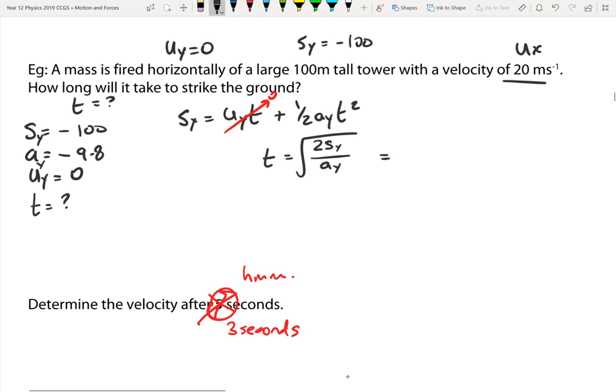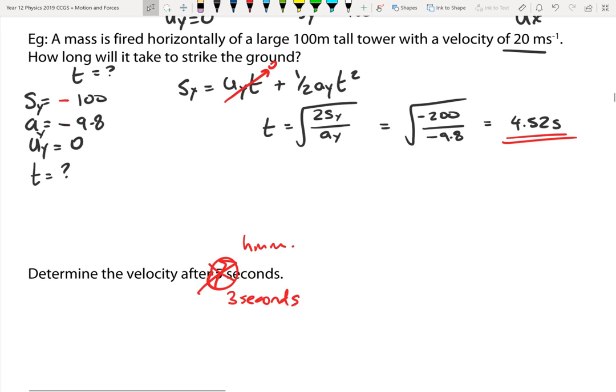We get a time of, help me out here because I don't think I've solved it, negative 200 over negative 9.8, square root of 20 point something, 4 point what? 4.52 seconds. Thank you very much. That's the time taken for it to hit the ground. I don't know why my direction of S decided to change to red, but let's just go with it. So we know that's how long it took to hit the ground.